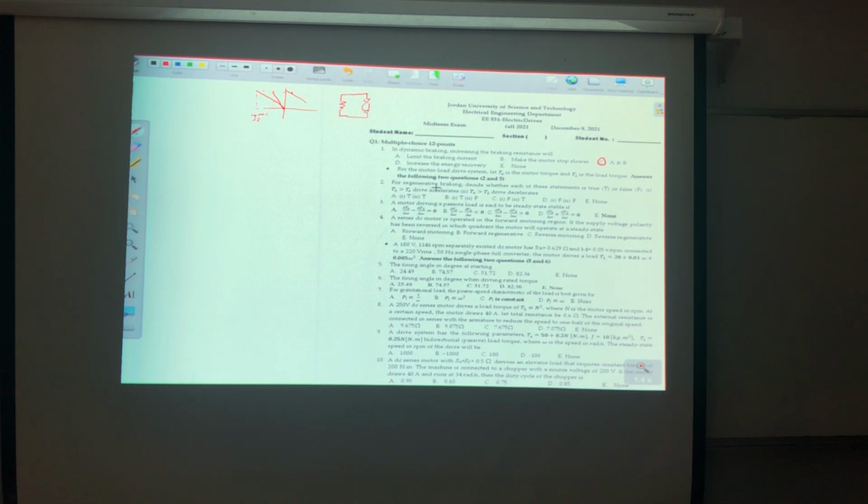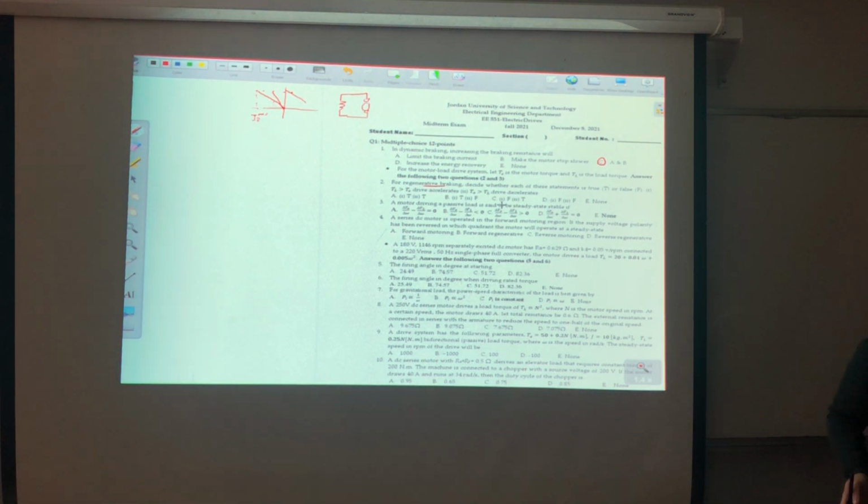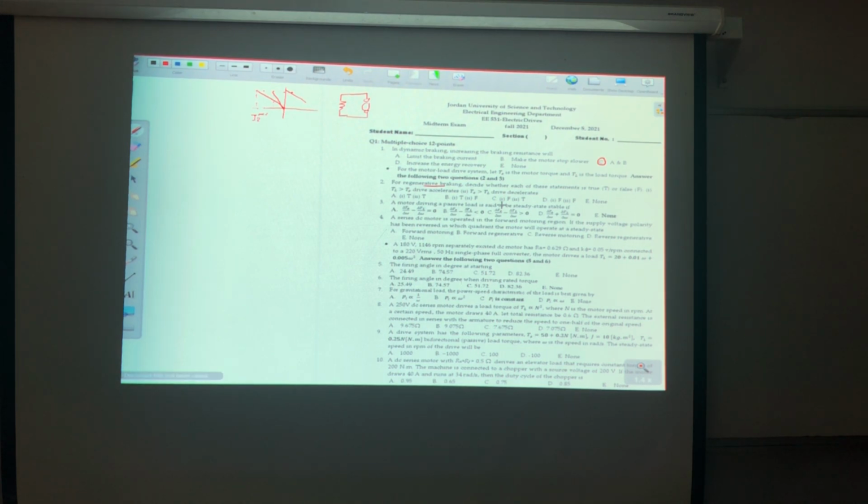Now the second part. In regenerative braking, the load is driving the machine. So if I'm increasing the load torque, I'm accelerating the drive. If I'm decreasing the load torque, I'm decelerating the drive. So the first sentence is correct and the second one is correct. So the answer will be A.